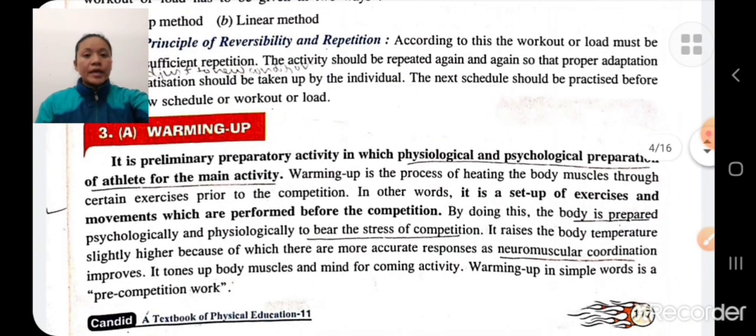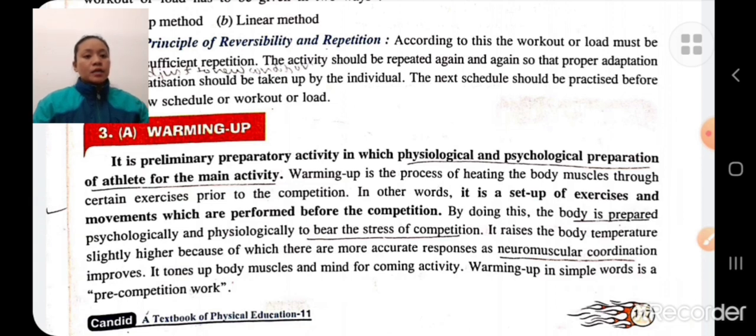Next is warming up. Warming up is a set of exercises which are performed before the competition. Warming up helps to reduce injury. It makes the players physiologically and psychologically ready for the competition, for the tournament. By doing warming up, our body temperature increases, which increases the circulation of blood and makes us ready for the competition.